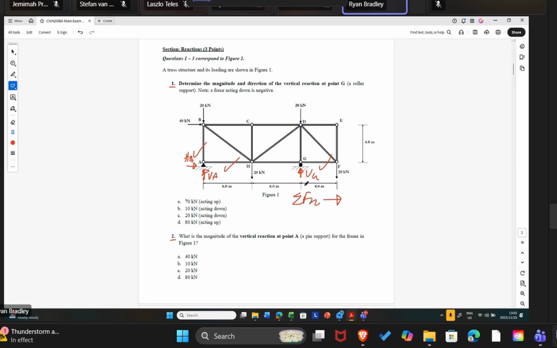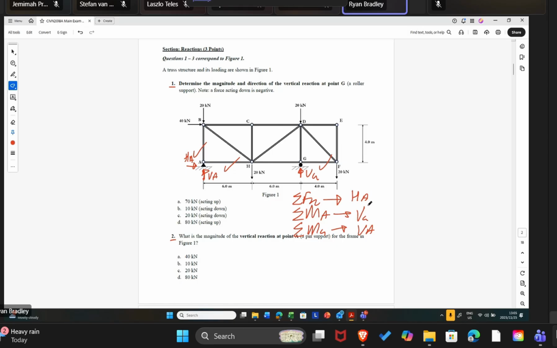quite simply, sum of forces in the X, that'll give us HA. Sum of moments about point A, that'll give us VG. And then sum of moments about point G, that will give us VA. So we can use those three equations and we can very simply get those parameters. Okay, I think we should all be comfortable with this.